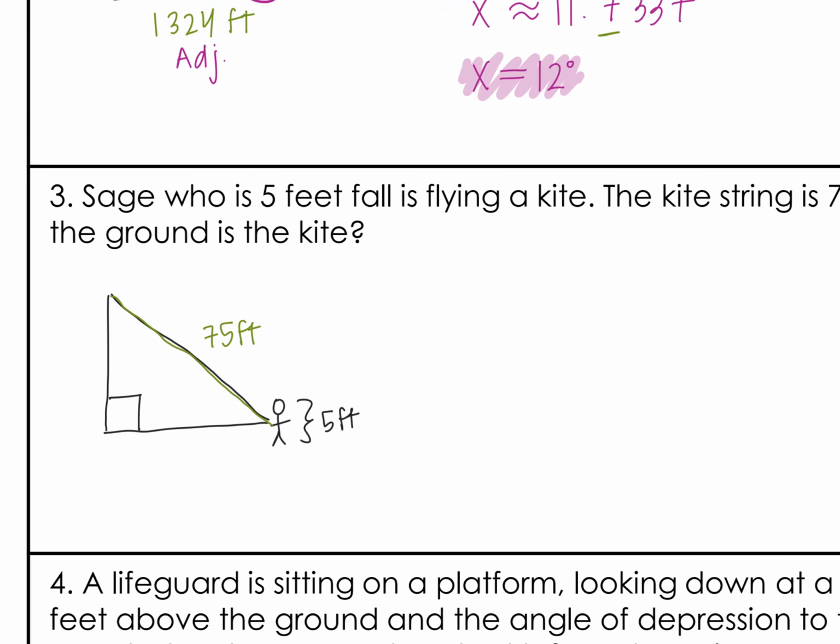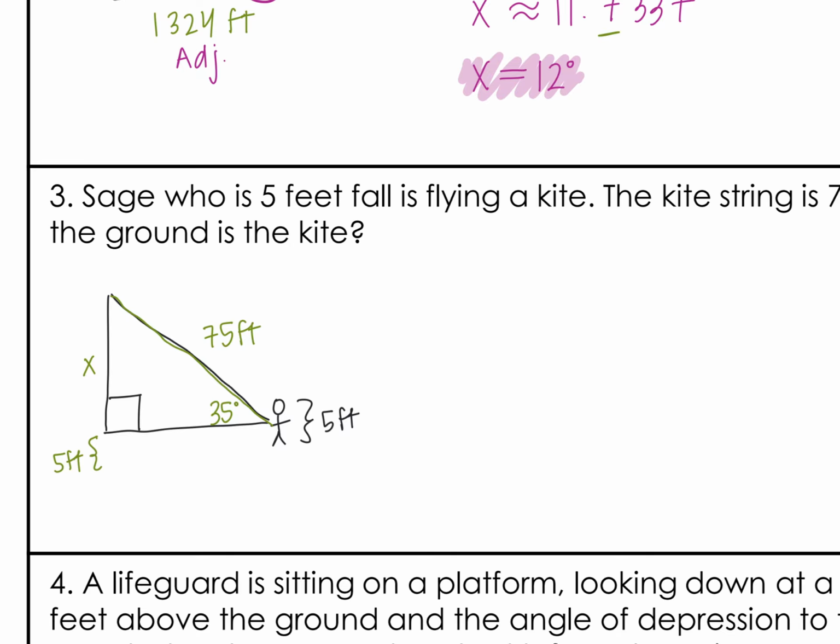Okay, so here we had our angle of elevation was 35 degrees. So remember, that's us looking upwards, so it should be down there at the bottom. And I'm looking for the height of my kite. So here I'm going to look for this X here. That's going to be how tall it is. But the one thing to keep in mind is that, remember, Sage is already 5 feet off the ground. So whatever we find for my X, we need to add this 5 feet to it.